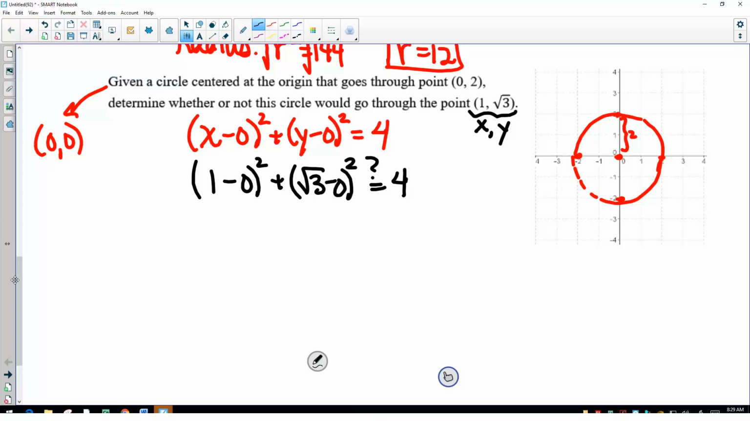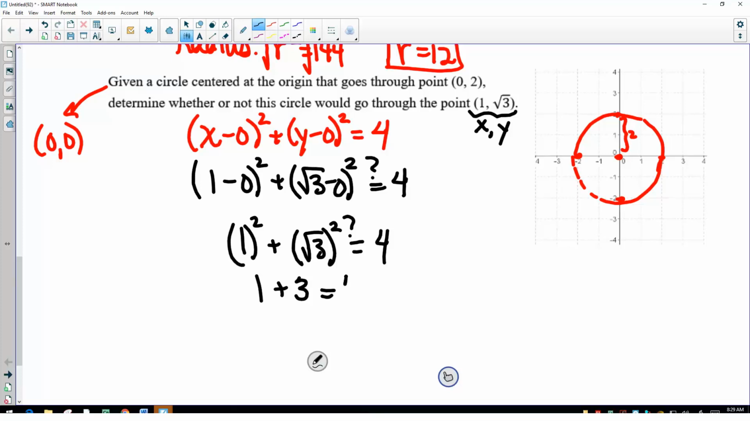1 minus 0. I'm going to simplify that. That's 1. Still need to square it. Square root of 3 minus 0. Well, that's going to give us the square root of 3. And I still have to square it. And then I'm going to set that equal to 4. And again, I'm still trying to figure out, are those two things equal? Okay, so if I have 1 and I square it, I get a value of 1. Square root of 3 squared, well, if I square a square root, they undo each other. They're inverse operations. I'm left with 3. And again, I'm trying to see, does that equal 4?